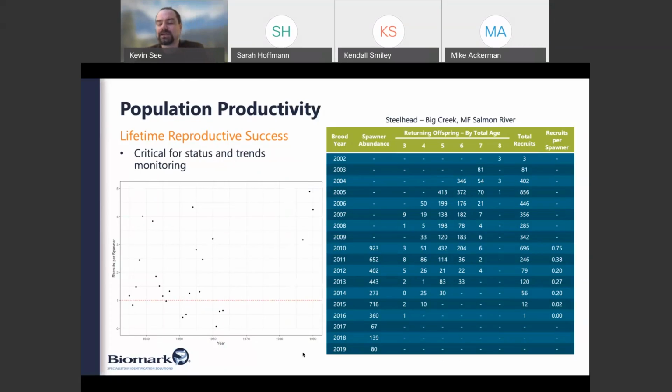How do you look at that? Well, this table on the right is data from that DABOM model that we've just been talking about, compiled for steelhead in Big Creek, the Big Creek population in the Middle Fork Salmon.